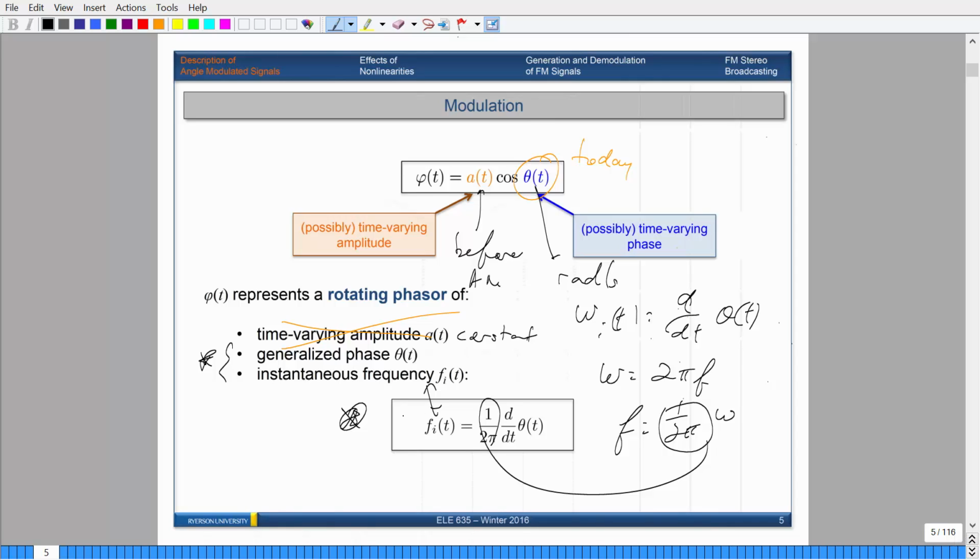But in this course, we're going to take a look at instantaneous frequency, the actual frequency in hertz, because it makes a little more sense when you plot out the actual wave over time.